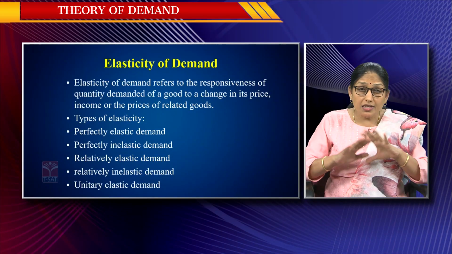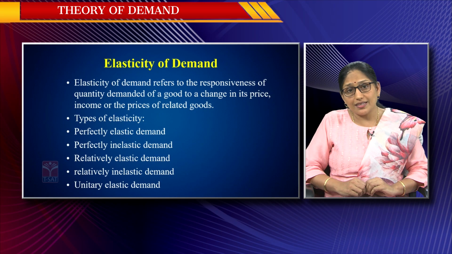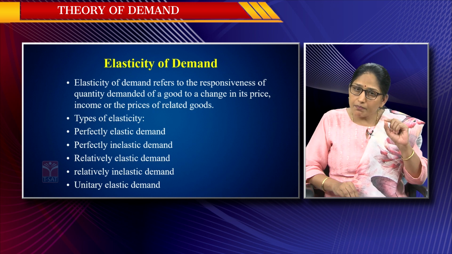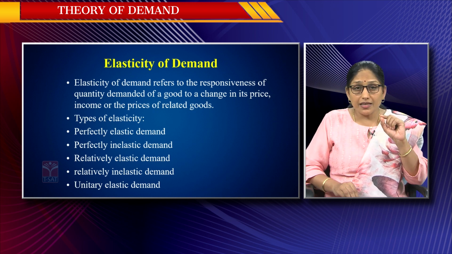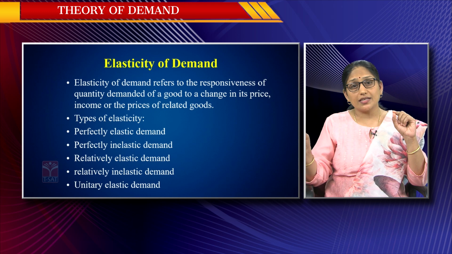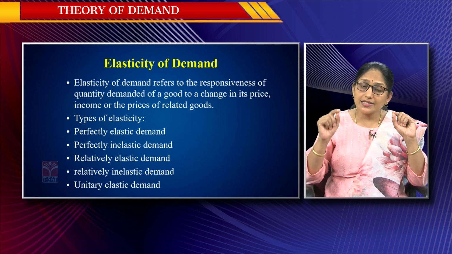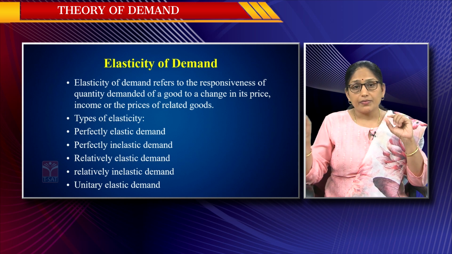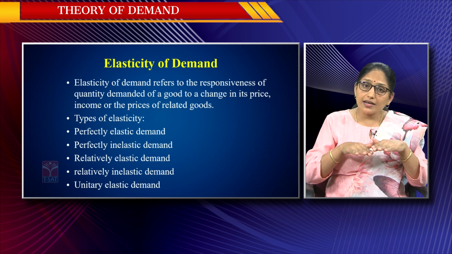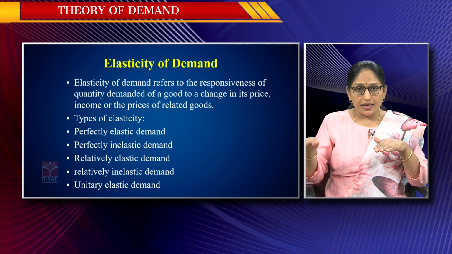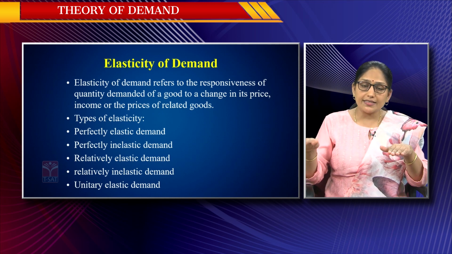Perfectly elastic demand. Perfectly elastic demand means a small change in price brings a huge change in quantity demanded. For example, 1% change in price is bringing 90% change in quantity demanded or 100% change in quantity demanded. This is known as perfectly elastic demand. And in this case, our demand curve is a horizontal straight line and the value of perfectly elastic demand is infinity.